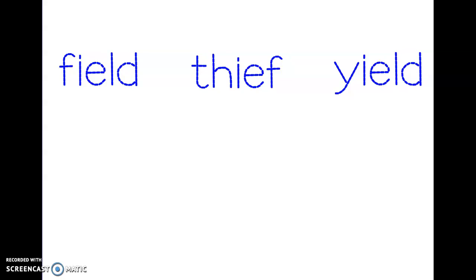Field, thief, yield. What sound do you hear in the medial position? There are 2 letters making the E sound. Can you guess what they are? IE, good job. What do you think IE is? Good, it's a digraph. That's when 2 letters come together to make one sound. How do we code digraphs? Good, we underline them.